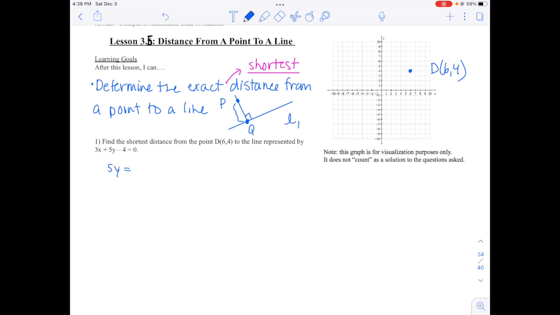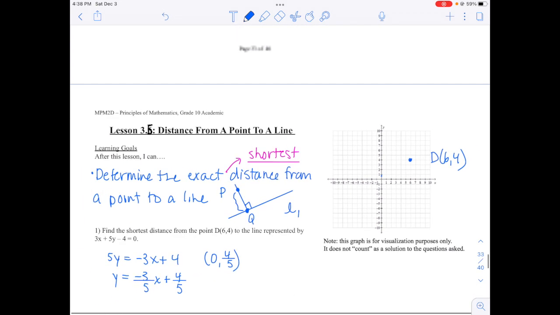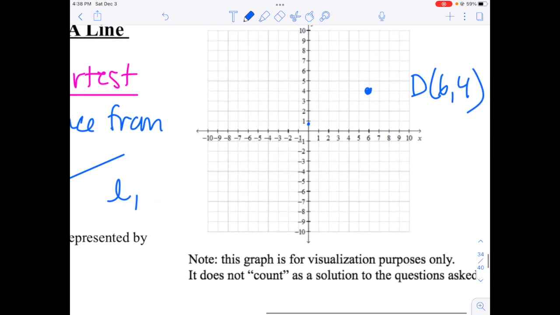If I want to plot this line, I have to put it in y equals mx plus b form. And what we'll notice is that the line actually isn't very nice to graph because the y-intercept is obviously 4/5. But remember, we're only doing this for a visualization, so the graph actually doesn't matter. What I'm going to do though is plot at 4/5, which is 0.8, and then I'm going to go down 3 units and across 5.